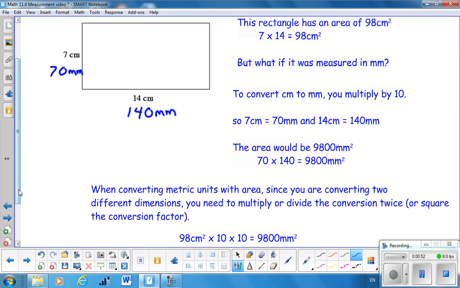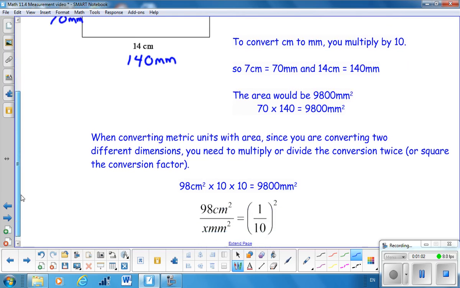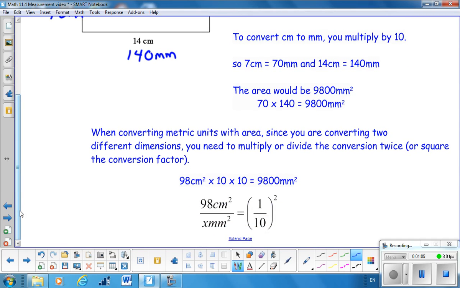When converting metric units with area, since you are converting two different dimensions, you need to multiply or divide the conversion twice, or square the conversion factor. So because we are going from centimeters to millimeters, we would multiply by 10, but because there's two different dimensions there, we would have to multiply by 10 twice. If we're using conversion factors, we know that 1 centimeter is equal to 10 millimeters, and so we can put in 1 over 10 and then square our conversion factor.